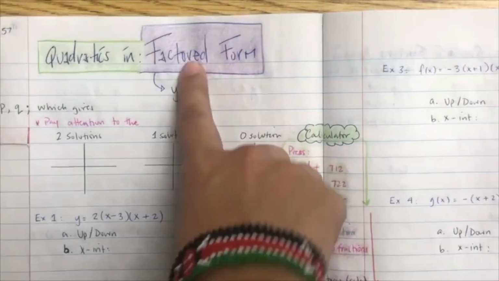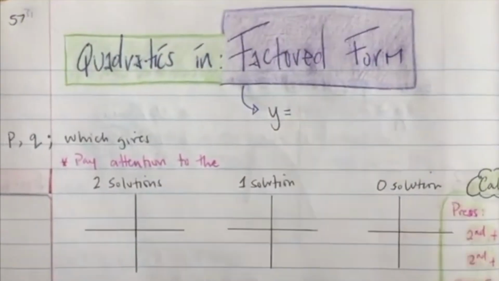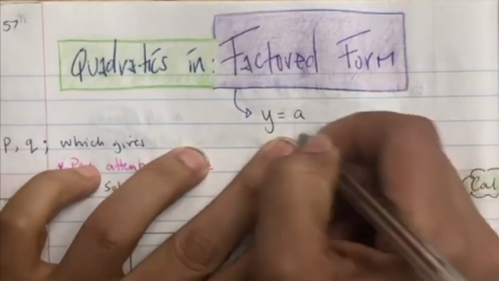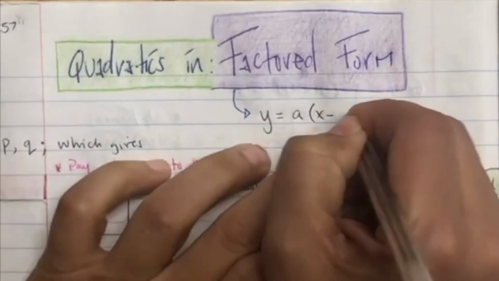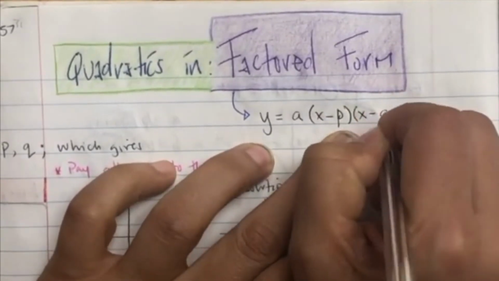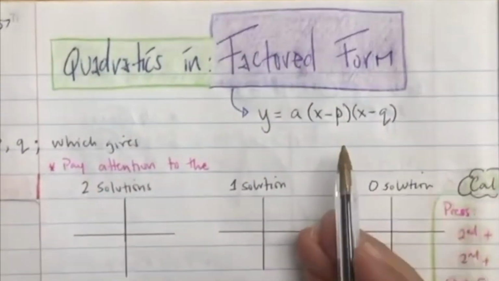All right, so let's take a look at what it means to be in factored form. So what does factored form look like? Once again, you'll have some number outside, or an invisible 1 sometimes. Then you will have x minus p, some number, and then x minus q, some other number. So a, p, and q are just numbers. I'm just using letters to represent those.